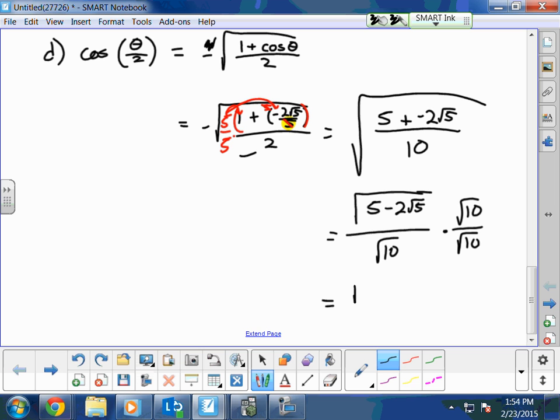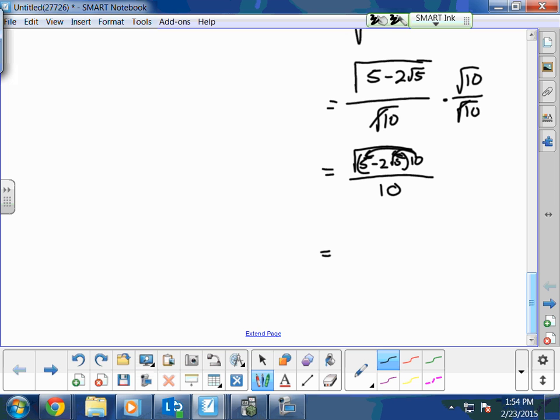This is now going to become 5 minus 2 square root of 5. I'm going to go ahead and make this times 10. And at the bottom, I'm going to make that 10 as well, because remember, the square roots cancel out. And the only thing left to do is really distribute, which means that your final answer is going to be 50 minus 20 square root of 5 all over 10.